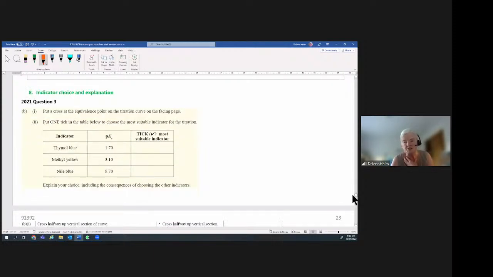Okay, indicator choice. How do you tell if it's a strong base, weak acid, or strong acid, weak base? Again, you'll always notice on the graph, because the graph shows you both the beginning and the end. And the equivalence point will tell you, because a strong acid plus a strong base, assuming they are both the same concentration, will need equal volumes. But even if they weren't the same concentration, the pH will always be 7 at the equivalence point.